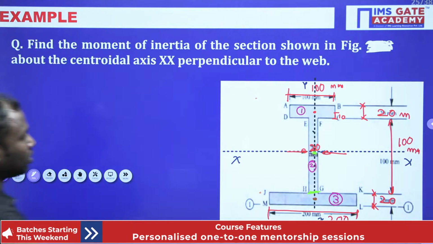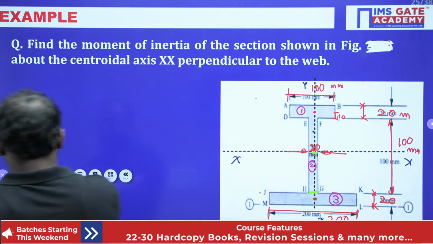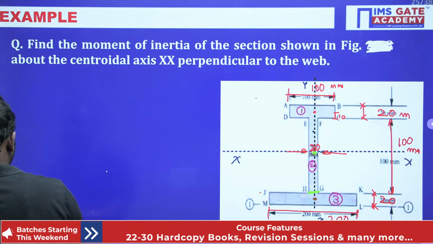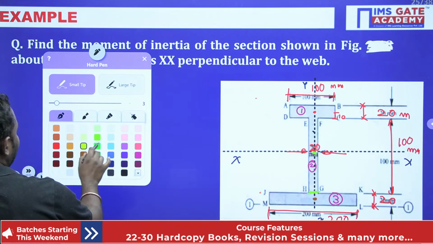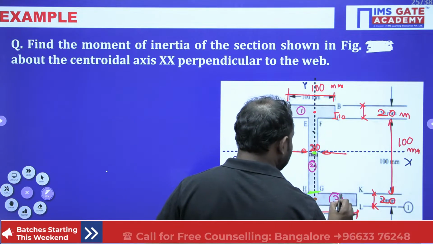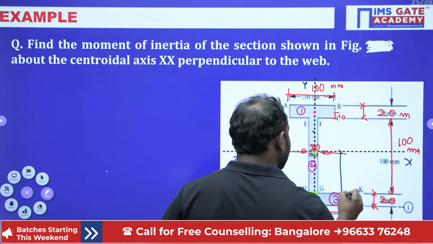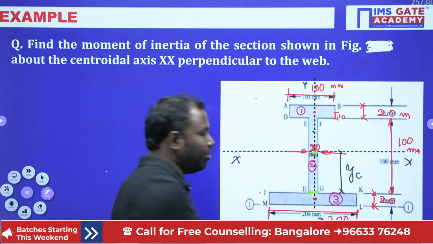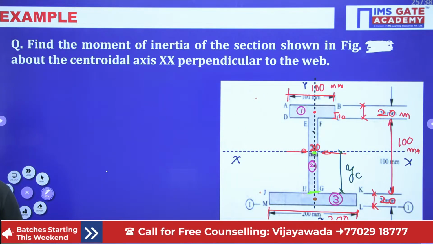Now I got to know that my centroid is 55 mm from the base. This is my YC. Clear everybody guys, right? This is my YC, right? Next.